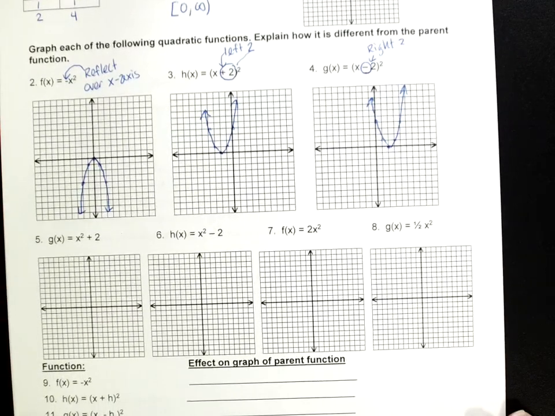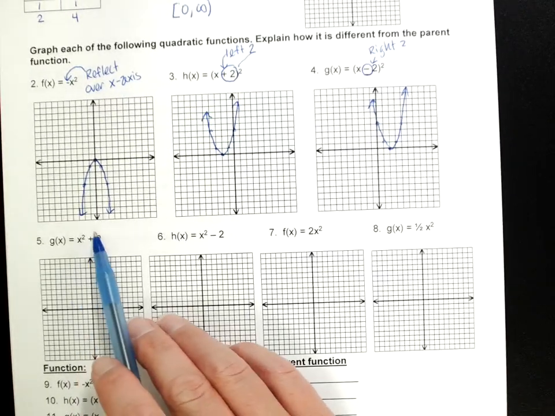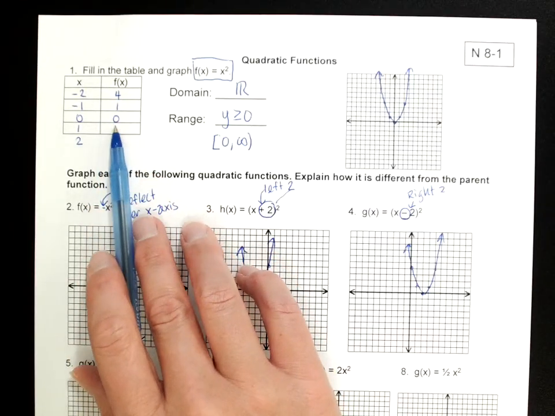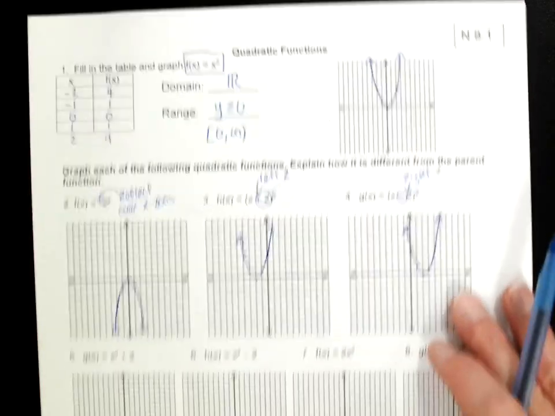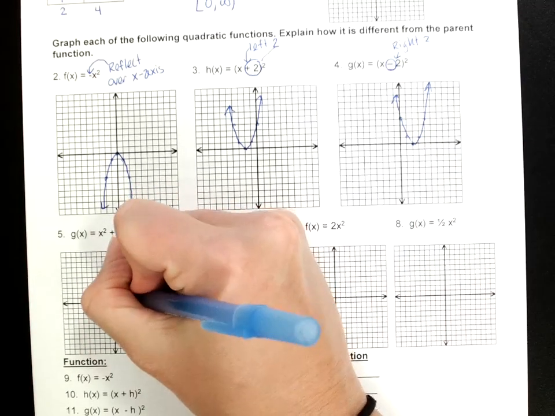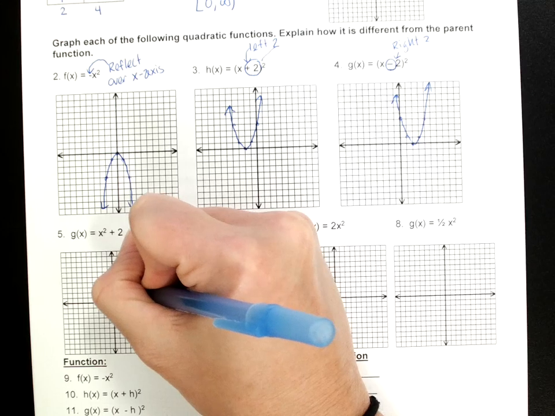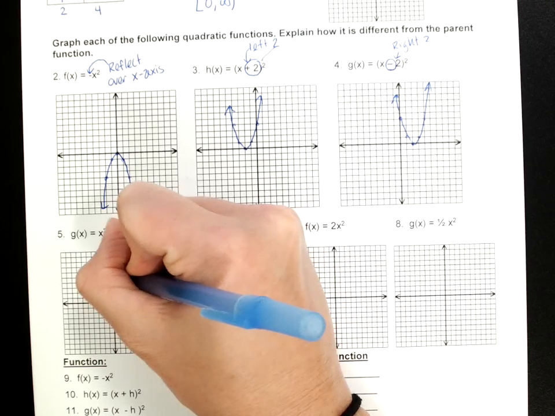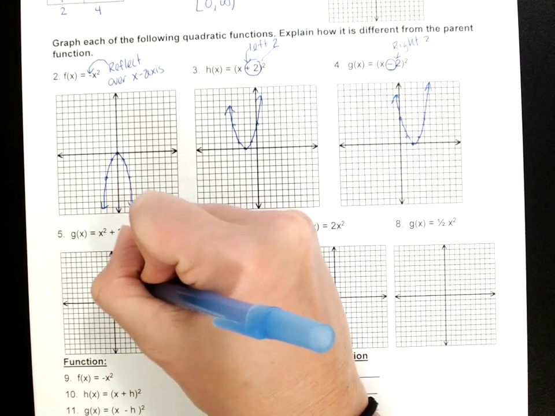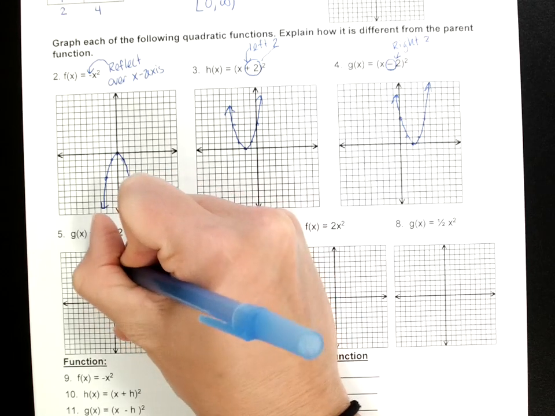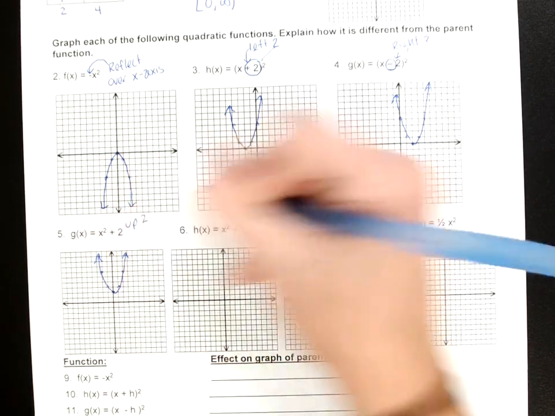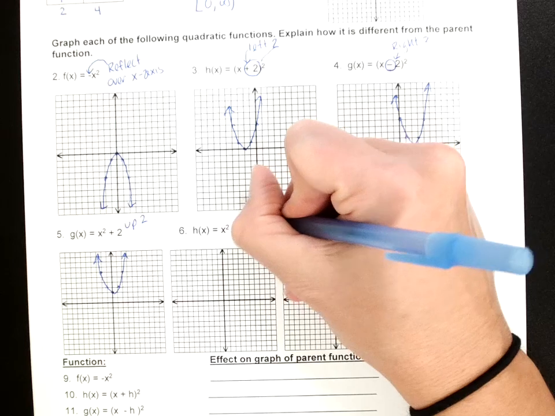For our outside, an x squared plus 2, that's going to take all of these y values and add 2 to them. When I do that, that transforms our graph by moving it up 2 units. So the nice thing about this one, it kind of does what you would think it should do. A plus 2 is going to go up 2. A minus 2 is going to go down 2.